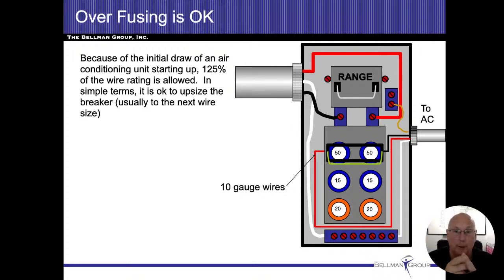So with air conditioning, I'm talking about central air conditioning systems. This is not acceptable for through wall units or window units or anything other than a central air conditioning compressor cabinet on the outside. And the overfusing is actually normal, and the reason is because of the sudden start.